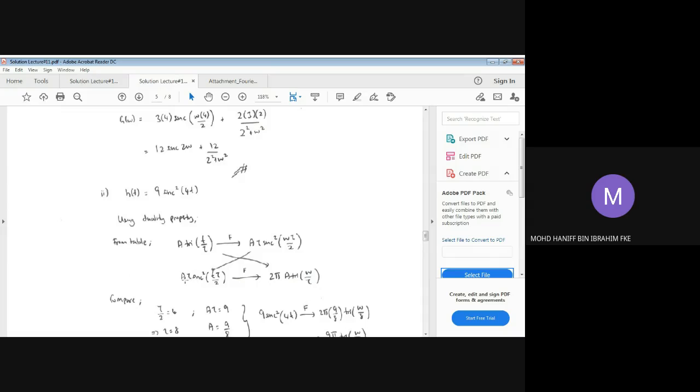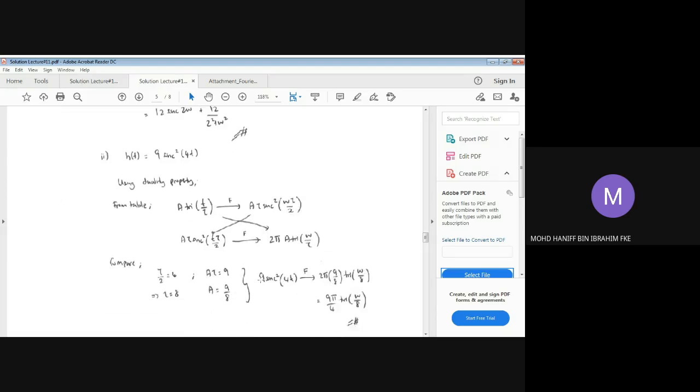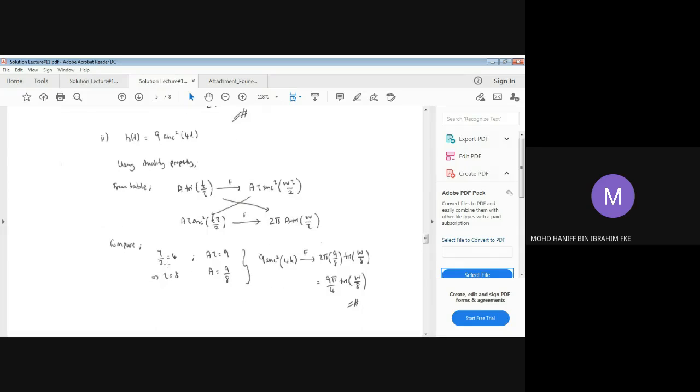The A and tau obtained can be substituted in these Fourier transform terms. When you compare, you get tau equals 8, because 4 is tau over 2, so tau equals 8. And A equals 9 over 8. Once you have A and tau, the Fourier transform of 9 sin squared of 40 will be 2 pi multiplied by 9 over 8, with tau equal to 8. So we end up with 9 pi over 4 triangular omega divided by 8. That should be the answer for this question.